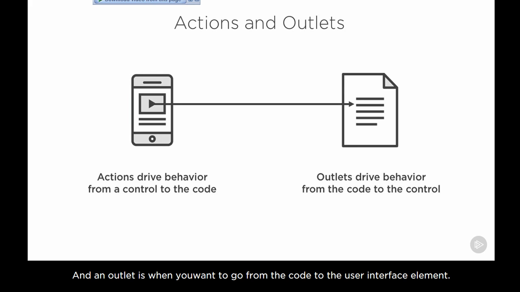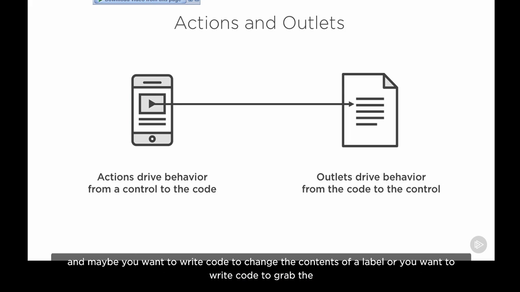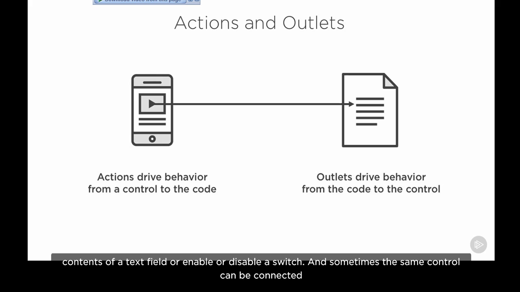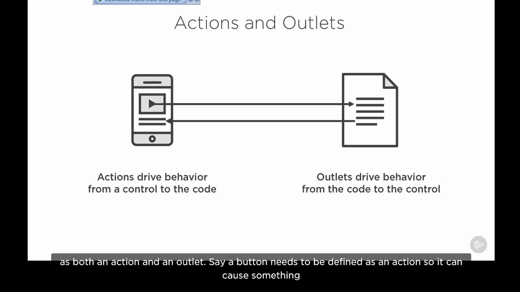And an outlet is when you want to go from the code to the user interface element. Maybe you want to write code to change the contents of a label, or you want to write code to grab the contents of a text field, or enable or disable a switch. And sometimes the same control can be connected as both an action and an outlet.